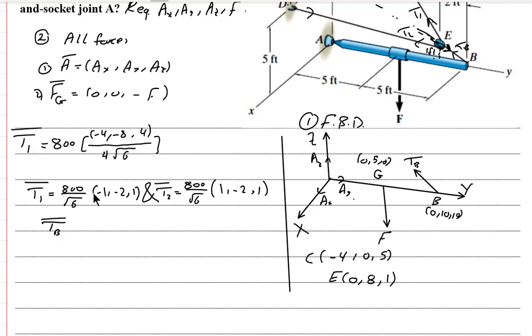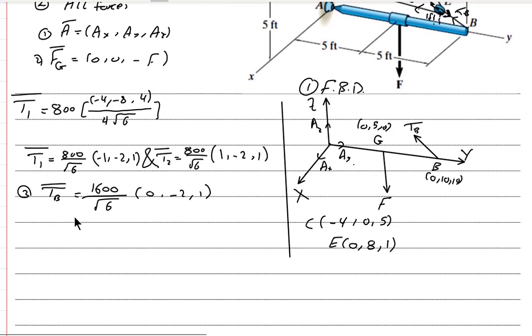Again, if we add them, 1 minus 1, we can take 800 over root 6 as a common factor, and then negative 1 plus 1 will be 0, negative 2 and negative 2 will be negative 4, 1 and 1 will be 2. We can take 2 as a common factor, so TB is 1600 over root 6 multiplied by 0 and then negative 2 and then 1. By this way we get the three forces.